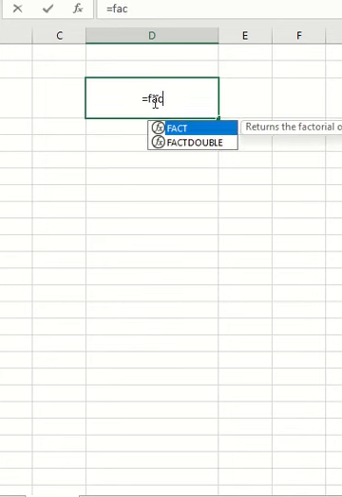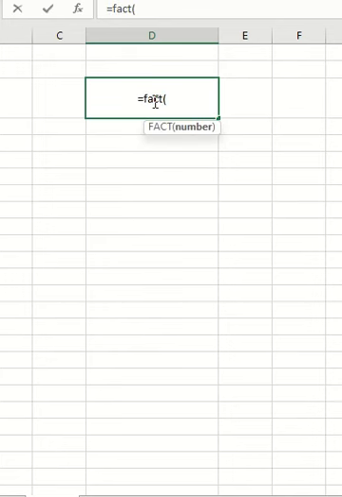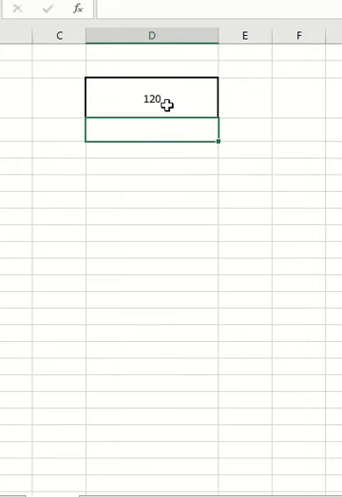Hello everyone, today's topic is all about finding the factorial using Excel. So here is the formula. If we write =FACT, and then for example the number 5, and close the bracket, we'll get the answer 120. That is the answer for the factorial of 5.